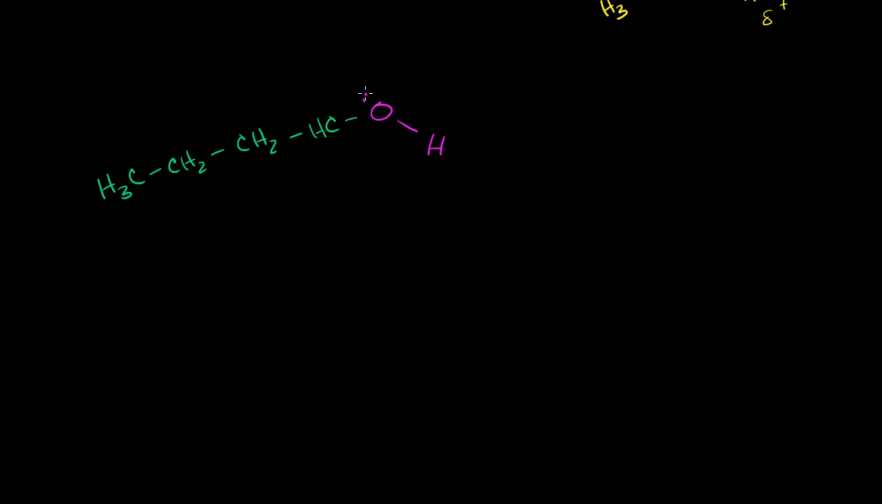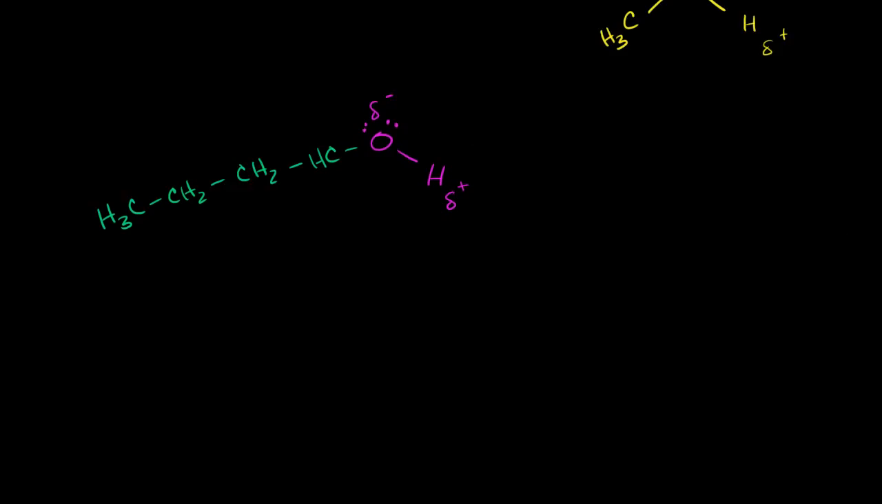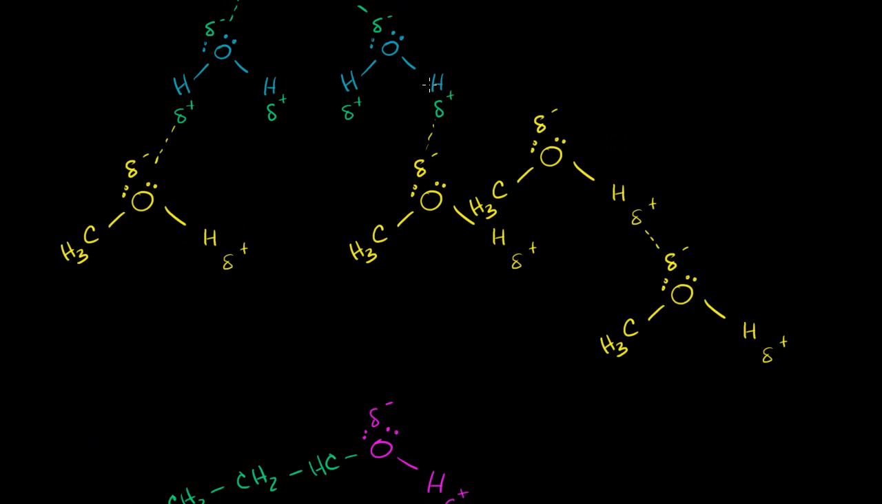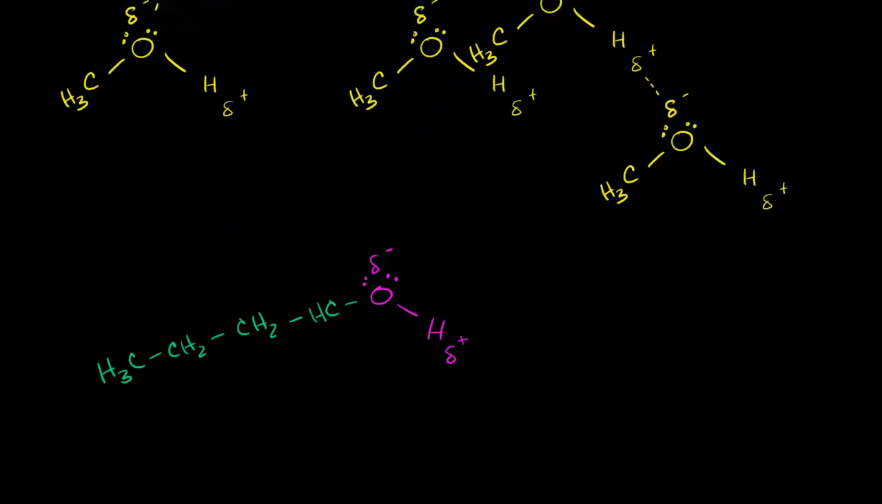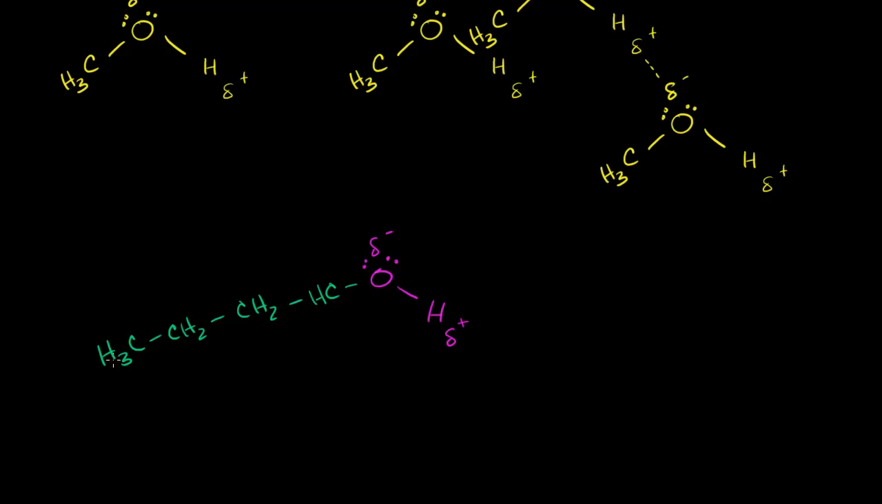Now, when you have a situation like this, the oxygen will have a partial negative charge. The hydrogen will still have a partial positive charge, just like we saw up here with both the water and the methanol. But now you have this big thing here that has no polarity. So this part of the alcohol is not going to be soluble in water, and it's going to make it harder for this part to be soluble over here. So this right here is less soluble.